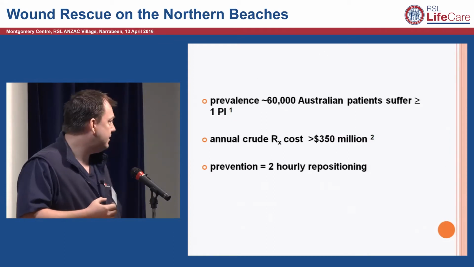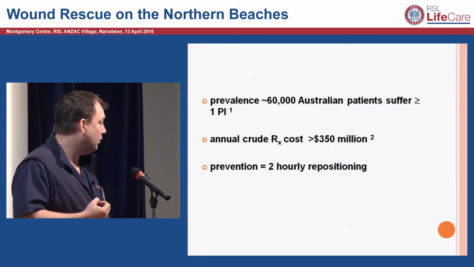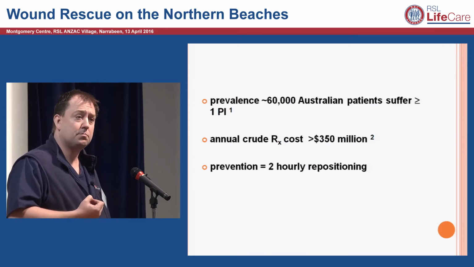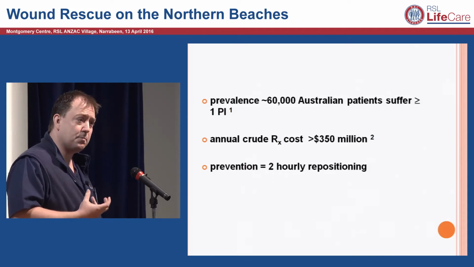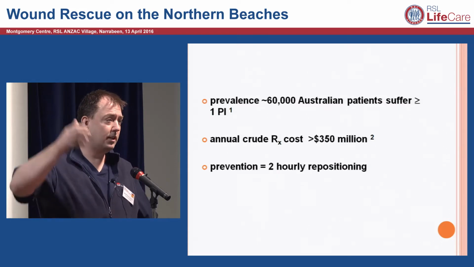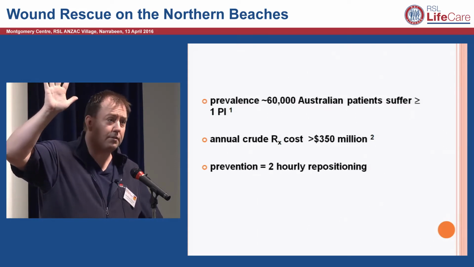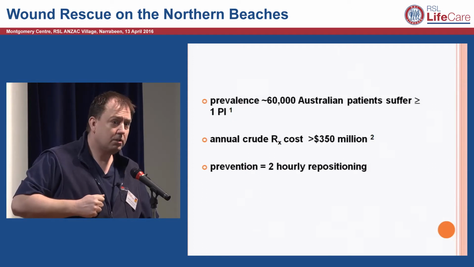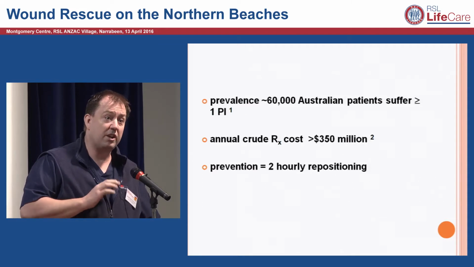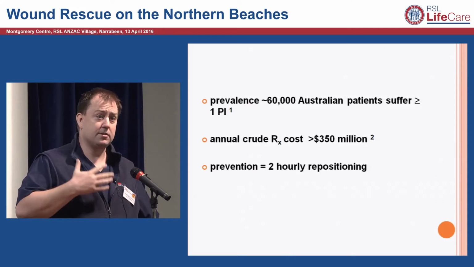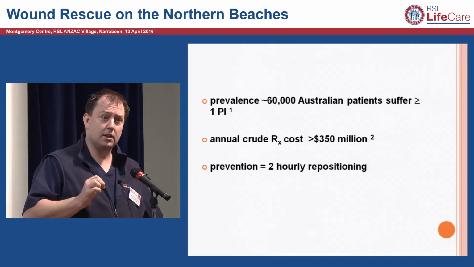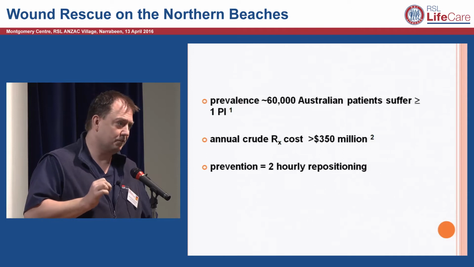So prevalence: around 60,000 Australian patients will suffer one or more pressure injuries. Annual accrued cost is greater than $350 million per year. Prevention traditionally has been second hourly repositioning. Who's ever done second hourly repositioning here? Put your hand up, I'm sure you have. I have. What's the evidence for it? None. We have no evidence that second hourly turning will prevent pressure injury at all. We have evidence that it helps with chest perfusion, it can help with pain, it can help with comfort, it can help with a lot of things, but preventing pressure injuries, it doesn't.